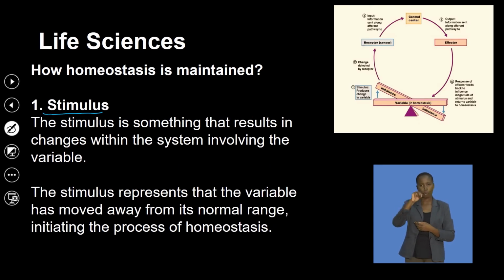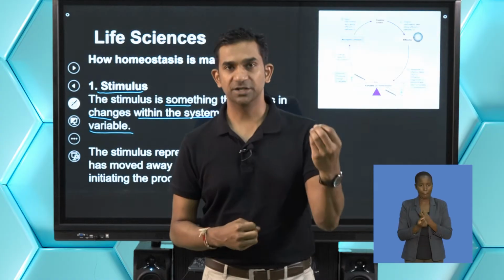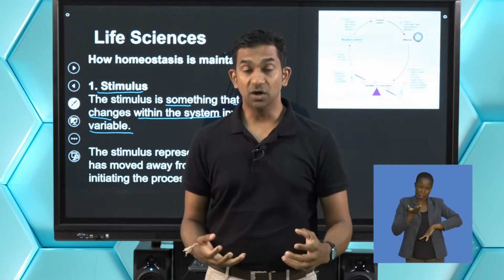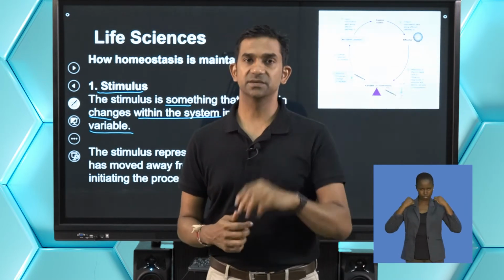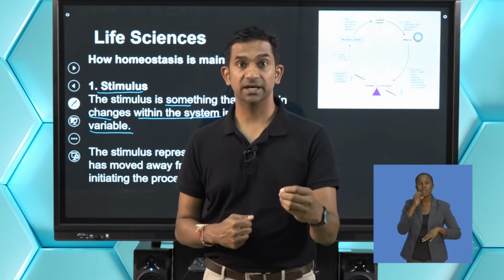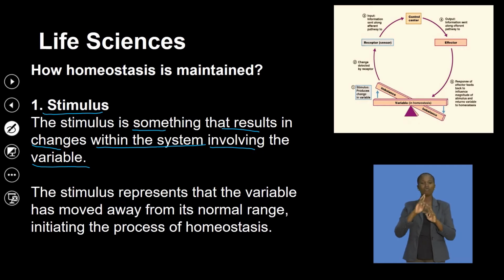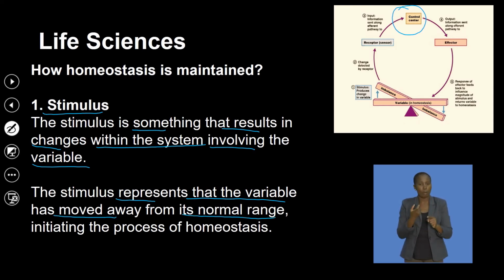So what is a stimulus? A stimulus is something that results in changes within the system involving the variable. If you have a meal and your blood sugar increases, that's a stimulus. If you exercise and your heart rate increases, that's a stimulus. There are various stimuli that the body has to respond to, and these are then sent to a control center. The stimulus represents the variable which has moved away from the normal range, initiating a process of homeostasis.